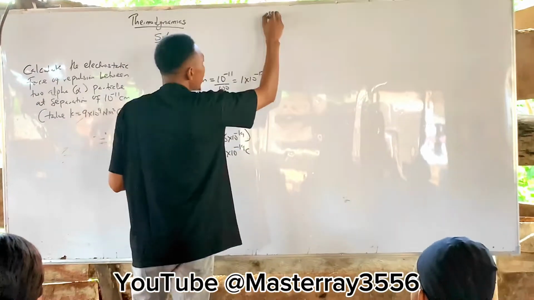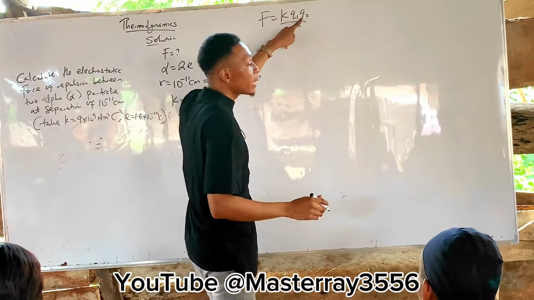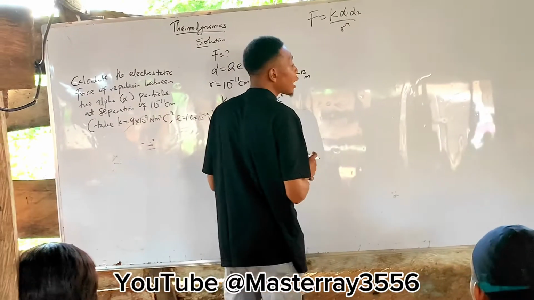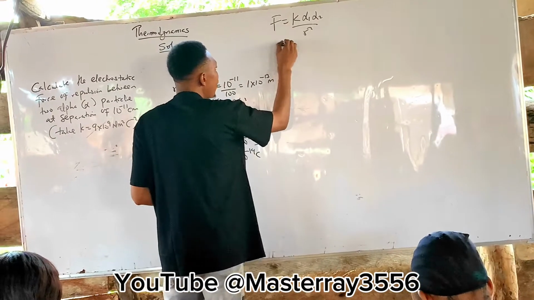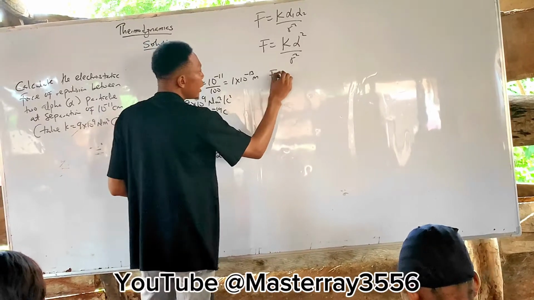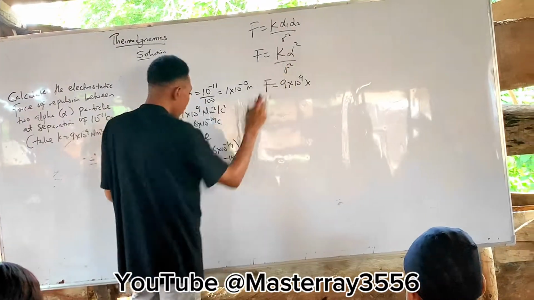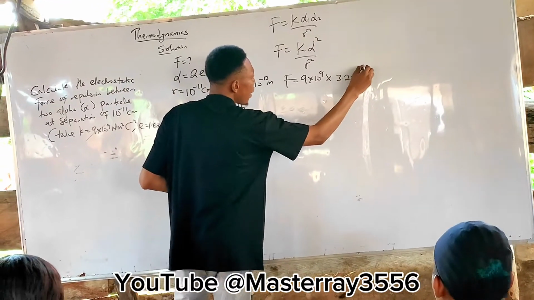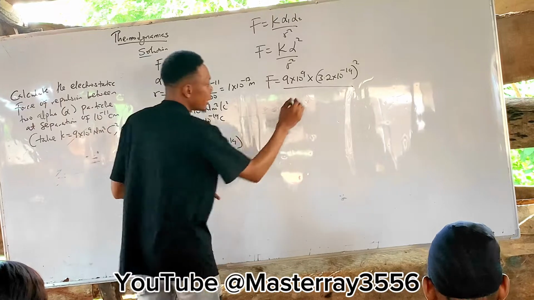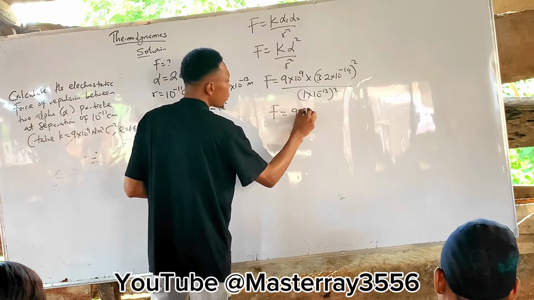Don't forget, for our force, F is equals to K Q1 Q2 over R square, right? Then in place of Q1 and Q2, represent it with alpha 1 and alpha 2. And alpha times alpha gives you alpha square. So from there, our F will be equals to K alpha square over R square. So F equals 9 times 10 raised to power 9, times alpha, 3.2 times 10 to power minus 19, squared, then all over the radius, 1 times 10 raised to power minus 13, squared.